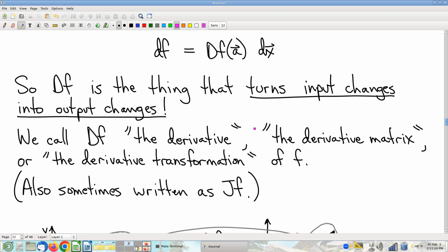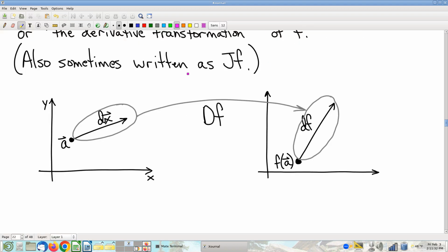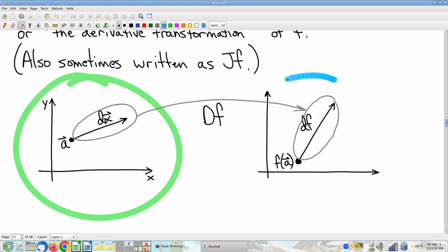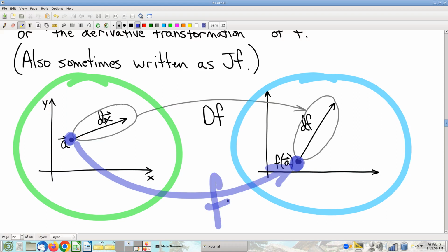All right, let me draw a picture of this. Again, the derivative matrix turns input changes into output changes. Let's actually see that in the picture here. So we've got a domain. We've got a target. Keep in mind what a function is. A function takes input points in the domain, and returns to you output points in the target. All right, so the function f goes from the domain to the target.